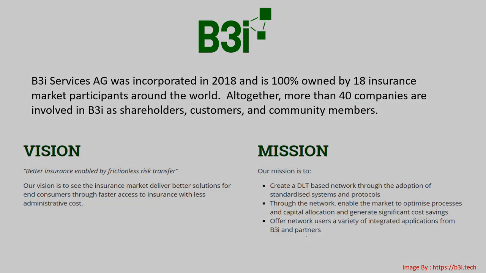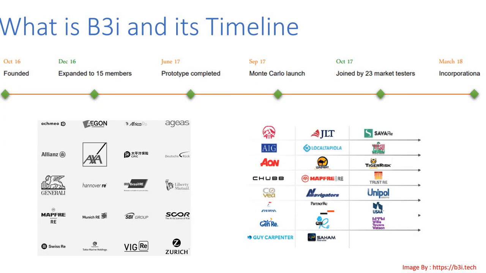To move forward, let's talk about the B3i timeline. They formed in October 2016 as a consortium, and they tried to explore the various opportunities within the insurance value chain by bringing blockchain technology in place. And by December, they expanded to 15 members.